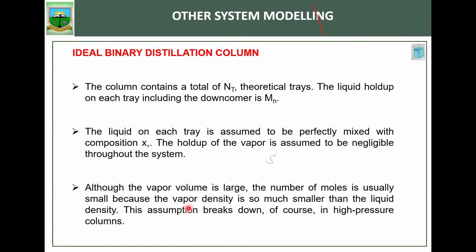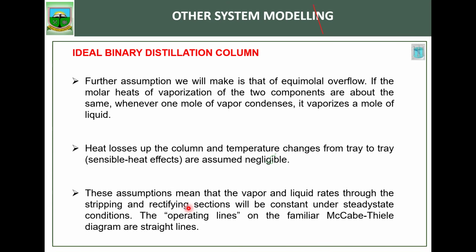Although the vapor volume is large, the number of moles is usually very small because the vapor density is so small compared to the liquid. So this assumption ensures high pressure in the column. And we have more assumptions.